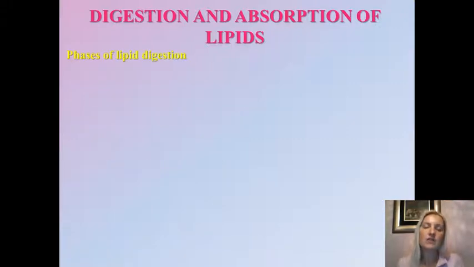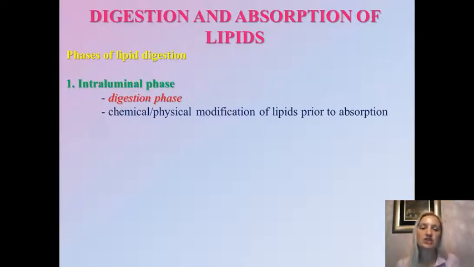Digestion of lipids can be divided or classified in three stages or three phases. The first stage is the so-called intraluminal phase, which is nothing else but the digestion itself. So it means chemical and physical modification of different lipid molecules prior to the absorption process. And we are going to go through this phase in detail.